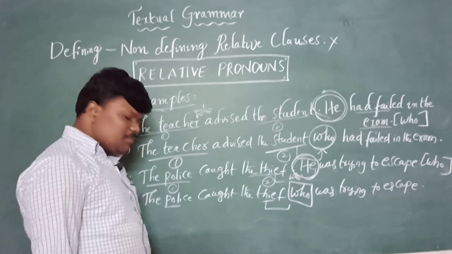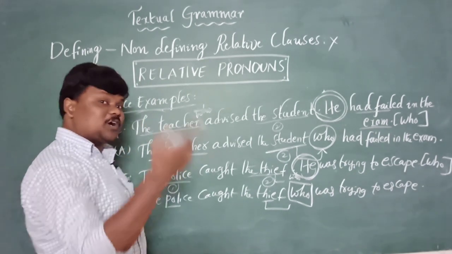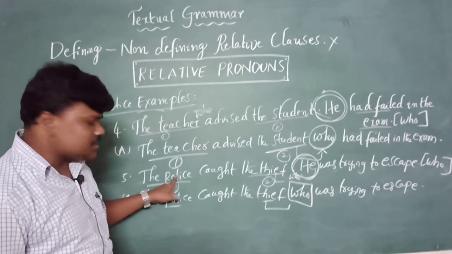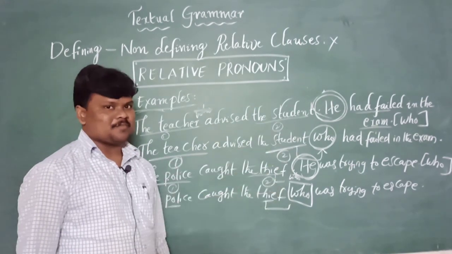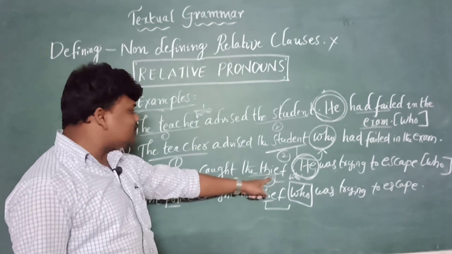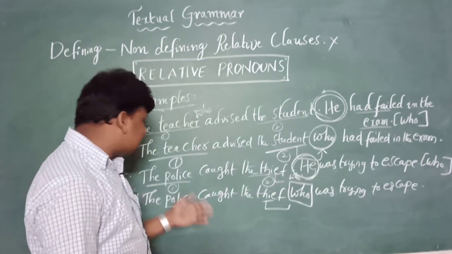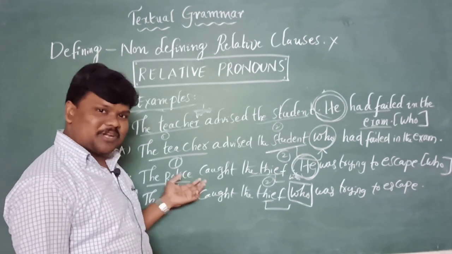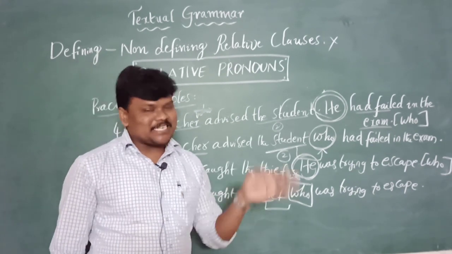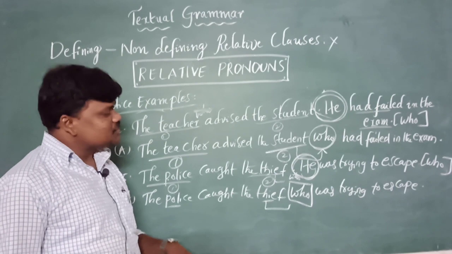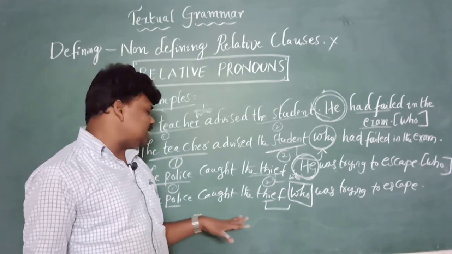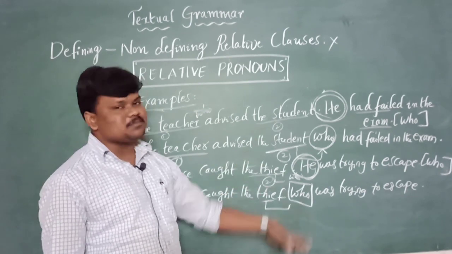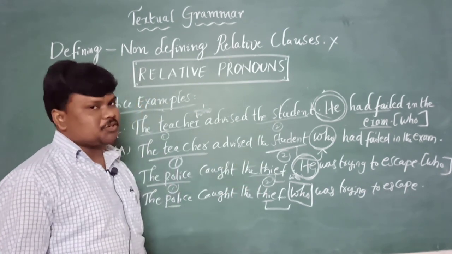Imagine if you write the answer like this, what might be the situation? The police who caught the thief was trying to escape. Now who is trying to escape? Police, right? So it gives a wrong sense, so it might be compulsorily wrong without any doubt. So you concentrate like this only. If two persons are there, the second person follows who immediately, without any doubt.